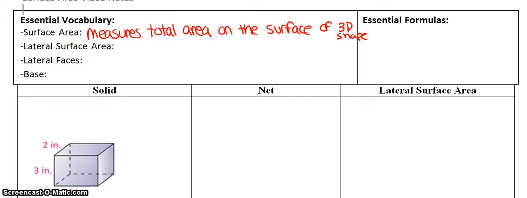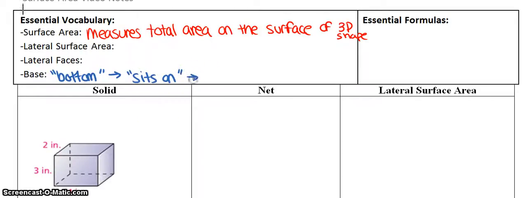Now, in order to talk about surface area, we also want to talk about lateral surface area, which is basically the area of everything but the bases of the shape. I'm going to define bases first, so then we can go back and define lateral surface area. So the base is what the shape sits on, or the bottom of the shape. And this has to be a 3D shape again.